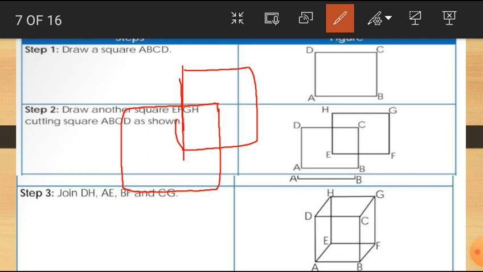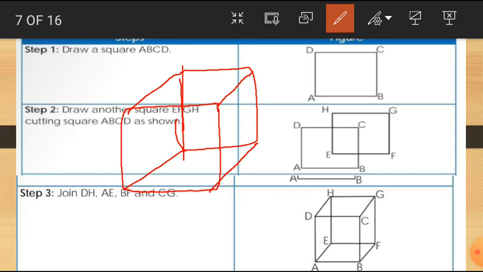And in the third step, you join these vertices together. This vertex to this vertex to here, and this one to here, and this one here. Look children, we got a cube. Got it? This is the way to draw a cube.